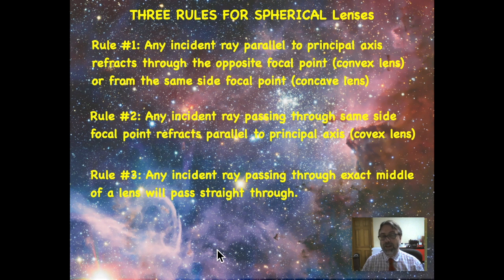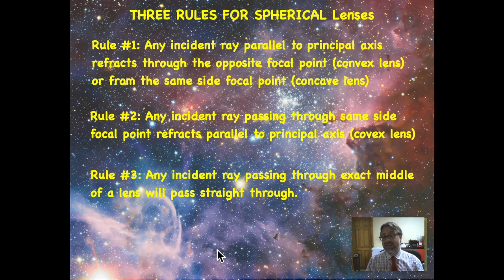And rule number three is any light ray passing through the exact middle of a lens will go straight through. Now, this is the equivalent of our rule about the center of a mirror, that any ray that goes towards the center of a mirror will reflect back straight along its normal. So these three rules are very similar to what we use with mirrors and a lot easier to understand if I show you them in action.